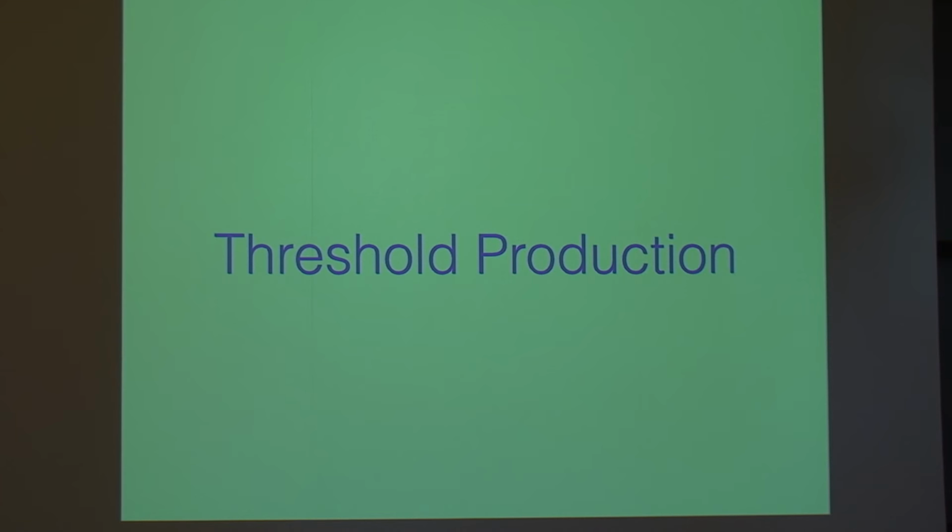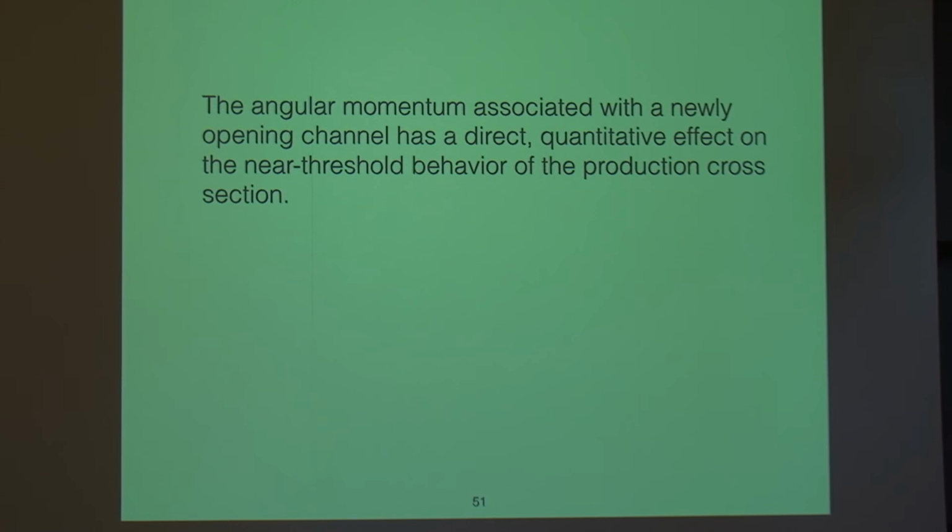Now we want to get to threshold production, which is where amplitudes come in, and where I think we make an exciting connection to experimental possibilities. So the angular momentum associated with a newly opening channel, such as, specifically, the production of a pair of excitations, either electric and magnetic, or magnetic, or whatever, is directly tied up. The behavior, how fast that threshold sets in, is directly tied up with the relative angular momentum of the particles you're producing.